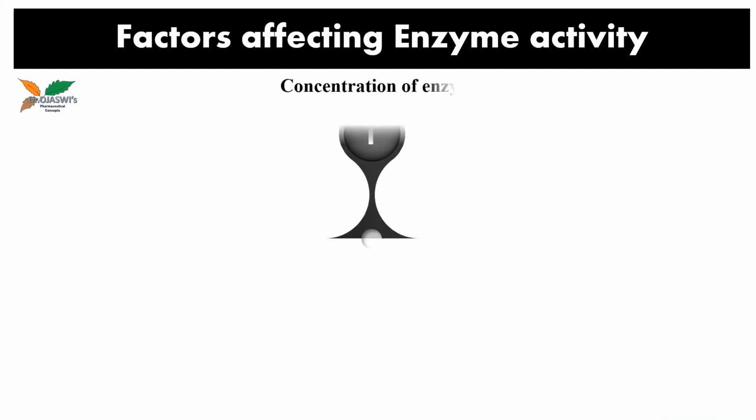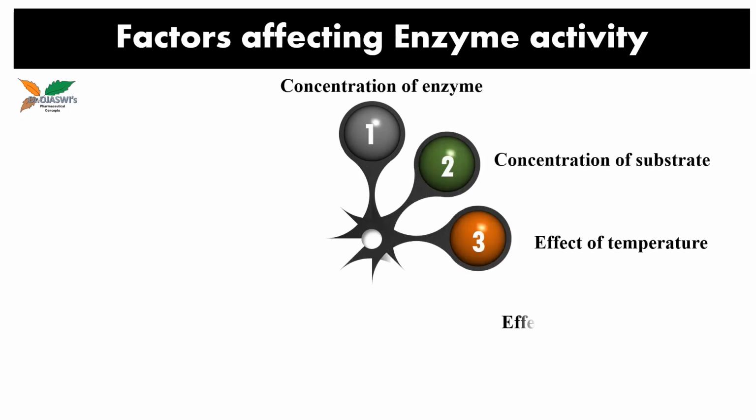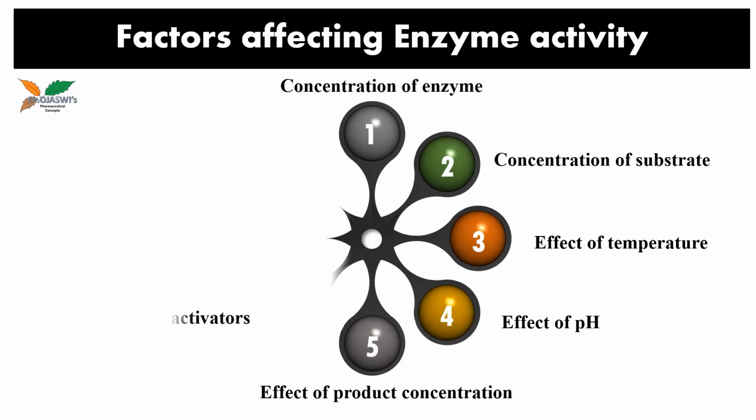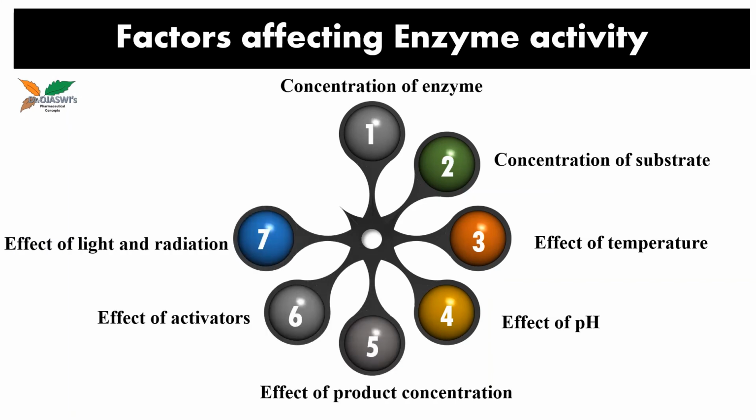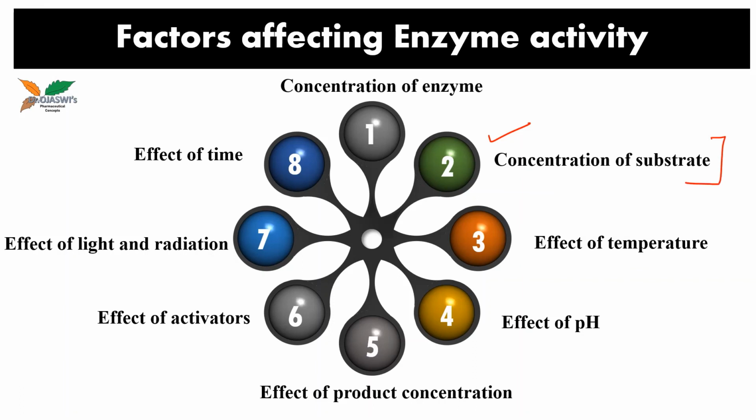Next, factors affecting enzyme activity. First factor is concentration of enzyme, concentration of substrate, effect of temperature, effect of pH, effect of product concentration, effect of activators, effect of light and radiation, and last is effect of time. A very important factor among these to remember is concentration of substrate. Rest all the factors are very small, nothing much to explain, but concentration of substrate will be the major part of your answer if a question is asked on factors affecting enzyme activity. This particular part I will be covering in the next video.